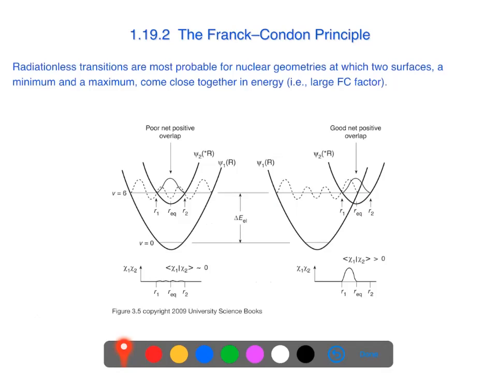So in conclusion, we can use the Franck-Condon principle to explain the vibronic structure that we observe in absorption and emission spectra. We can use it to explain the relative intensities of vibronic transitions. And finally, we can use the Franck-Condon principle to explain the relative rates of radiationless transitions.